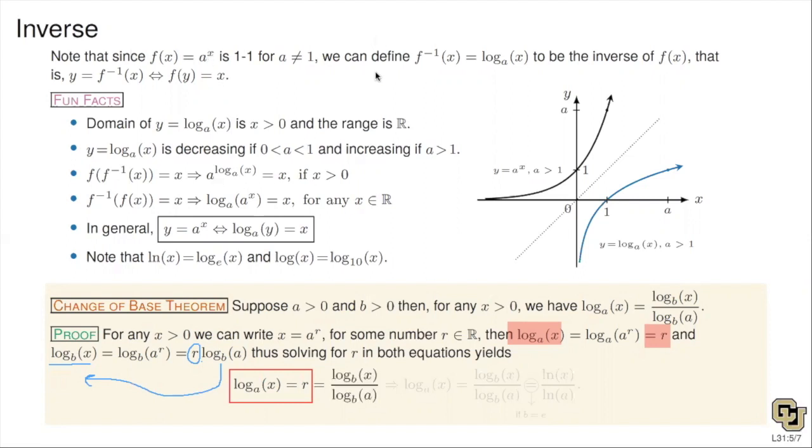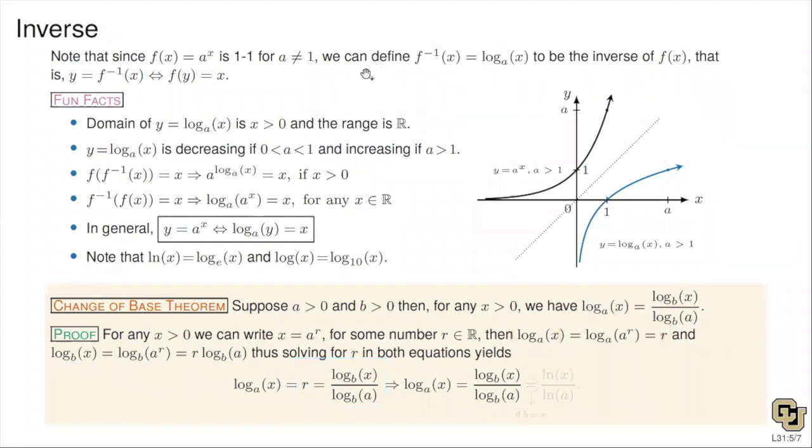And here's r from the second equation. If we set them equal, they're both equal to r, so we can just equate the ends. If you equate the ends, you get log of x base a equals log of x base b divided by log of a base b.